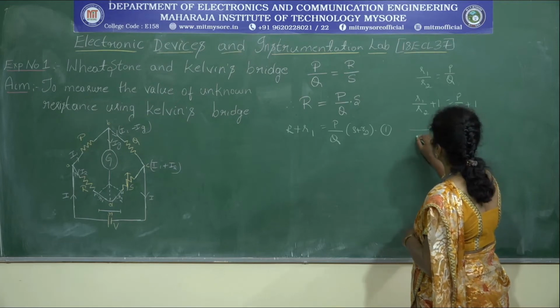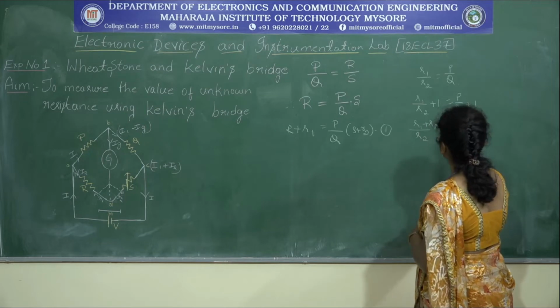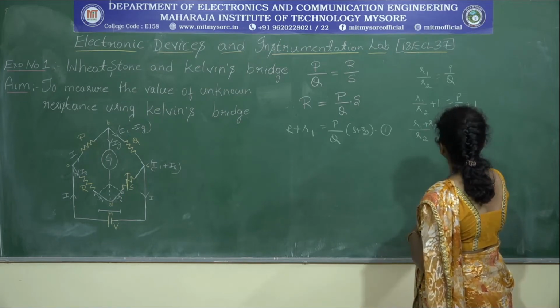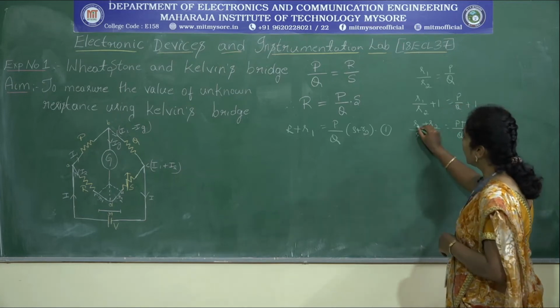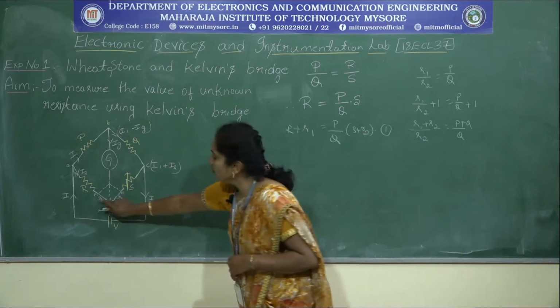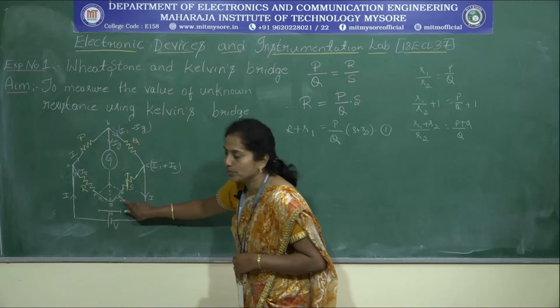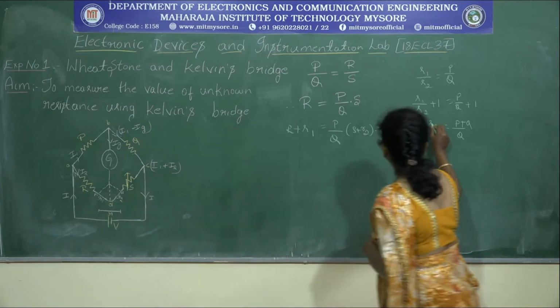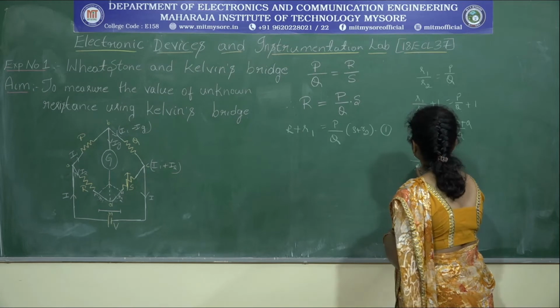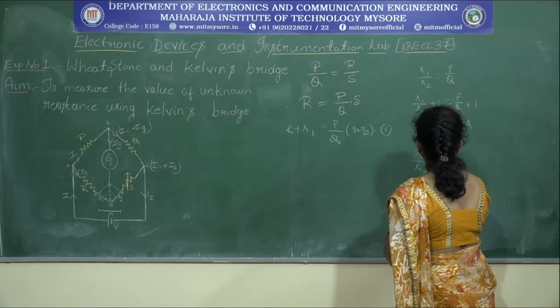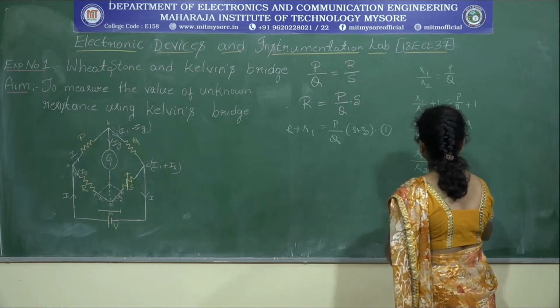So taking the LCM, R1 plus R2 divided by R2 is equal to P plus Q divided by Q. Now R1 plus R2, the entire length of the copper wire, is equal to R. I will replace it as R divided by R2 is equal to P plus Q divided by Q.